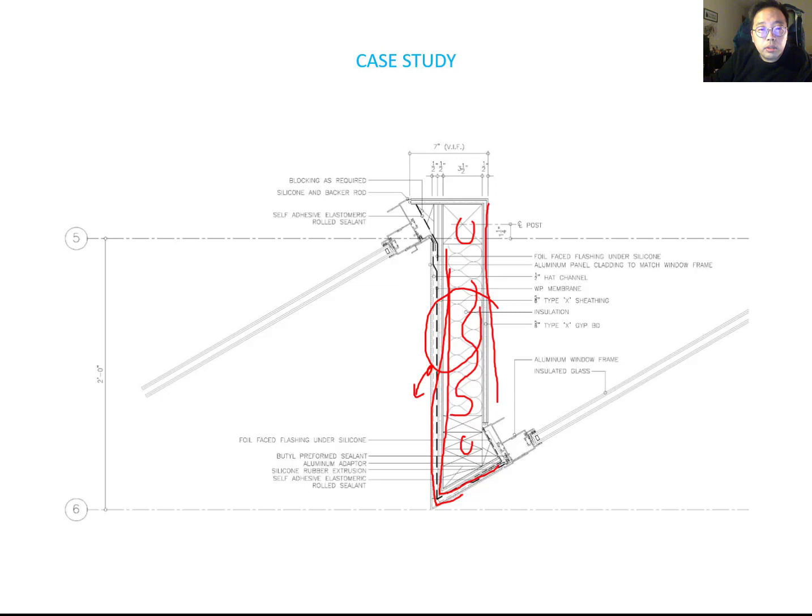So we are adding this triangular wood blocking here. This wood block makes out this angle. After making the wood block, we add the window frame, and then simply add the window the same way, punching the window unit.